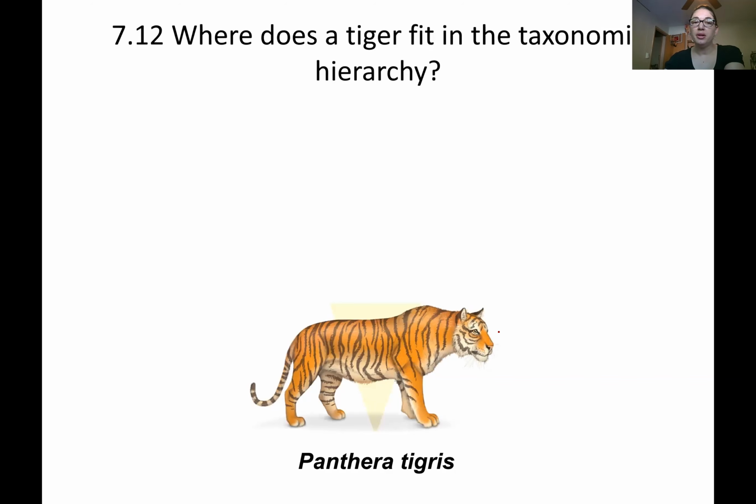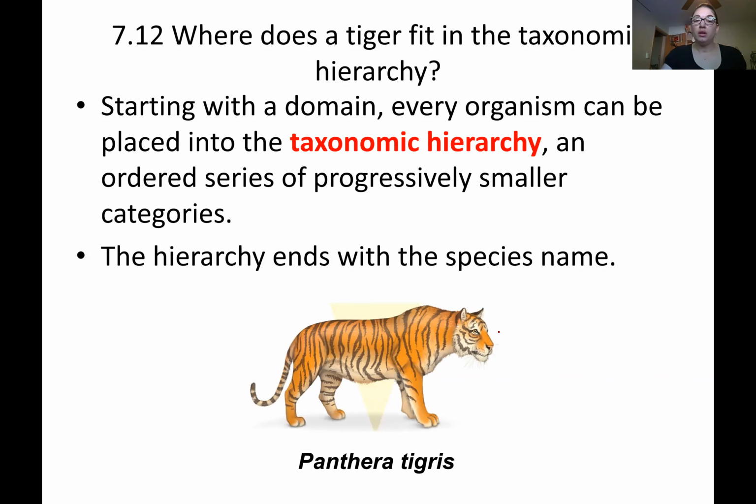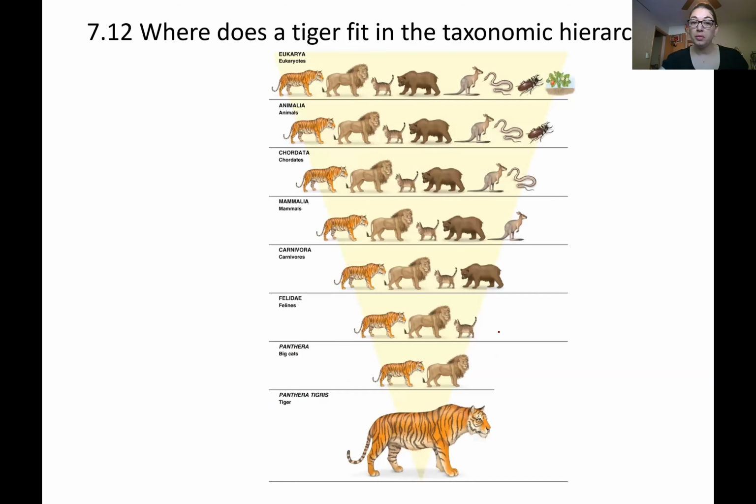So, hierarchy. Where does a tiger fit into the taxonomic hierarchy? We start with domain. Every organism can be placed in a hierarchy, which is an ordered series of progressively smaller categories, more and more inclusive. And the hierarchy ends when we reach the species name. So here we have an example.